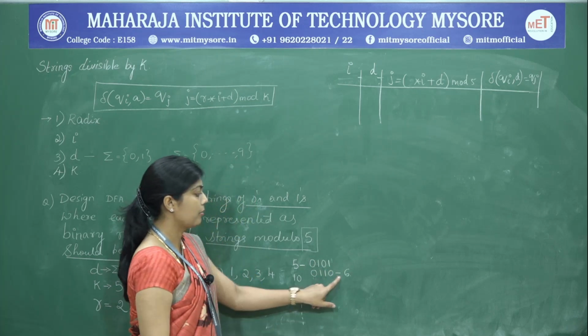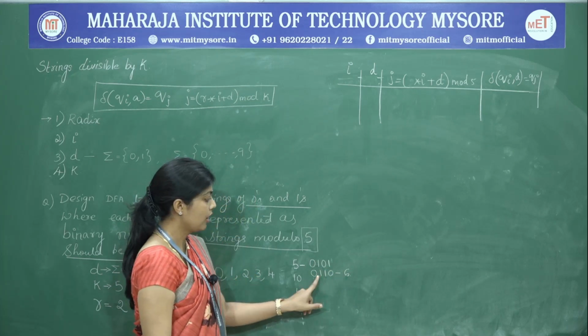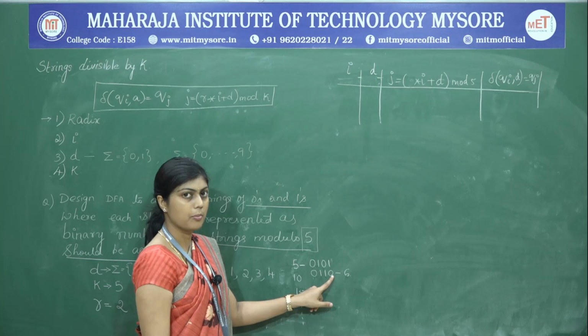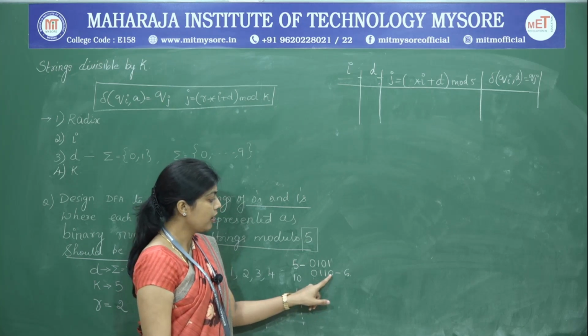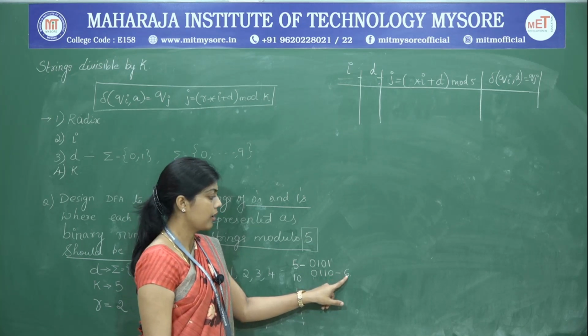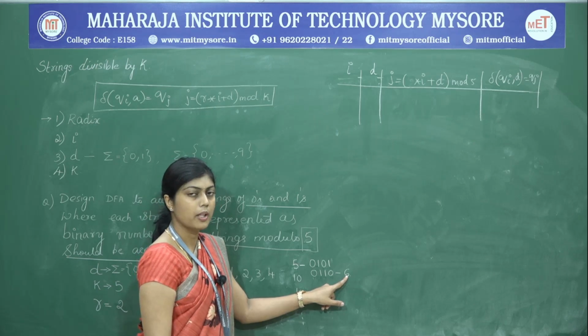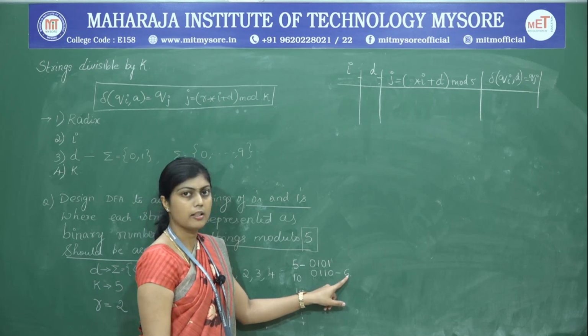So this binary number represents 6. Therefore, this number has to be rejected by the DFA, because when we divide this binary number, binary equivalent 6, by 5, we do not obtain the remainder as 0.